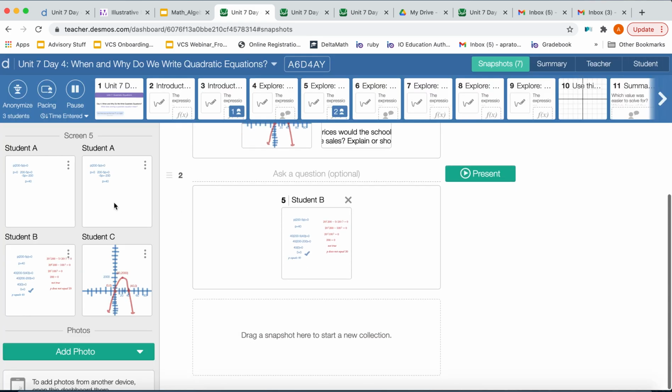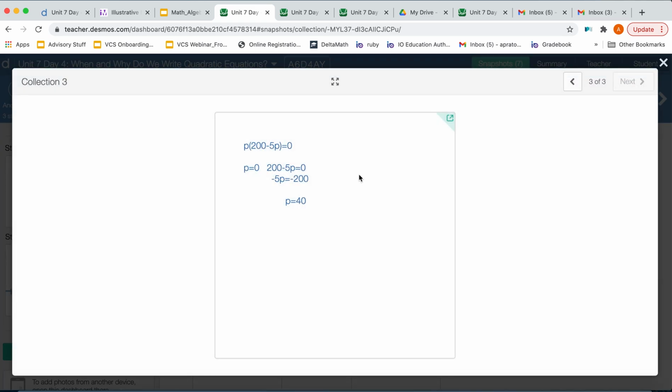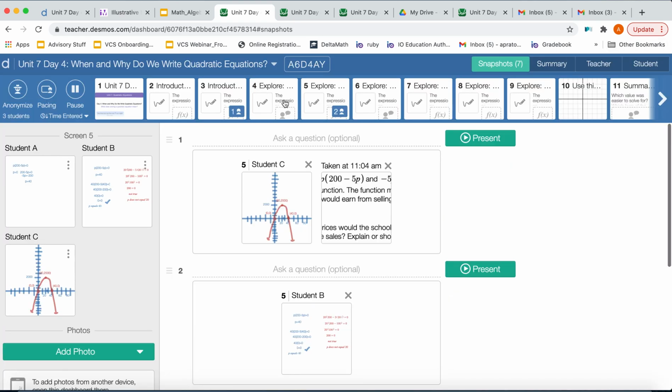And then I'm going to feature student A. Student A used the zero product property and actually solved algebraically, and this is what we want to push students towards, so we'll feature that last so they can start to make that connection. And then we just might say, what do you notice?